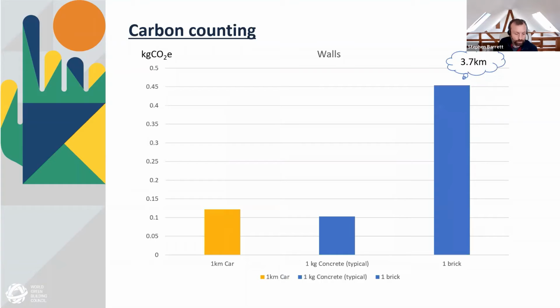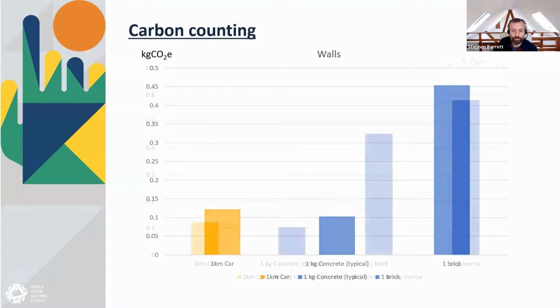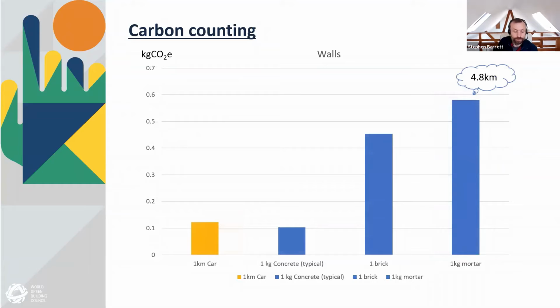So a brick, just one brick, is the equivalent of driving almost 4 kilometers in your car. I'm told we use about 7 million bricks in this country every year, mostly imported. So that's 250 million kilometers or more. And then you have the mortar to hold your bricks together. Every kilo of that is the equivalent of another almost 5 kilometers of driving in your new car. So you can see how this all adds up.